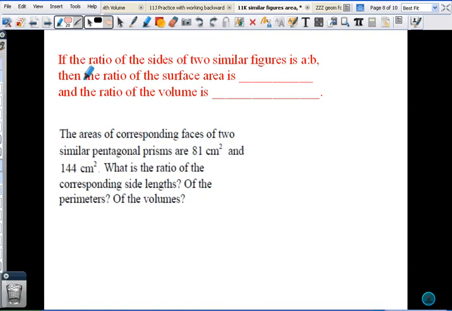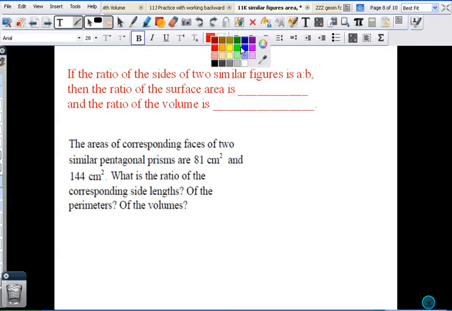Here it says if the ratio of the sides of two similar figures is A to B, then the ratio of the surface area is, well, we've been using that already. We know that the ratio of the surface area is A squared to B squared.